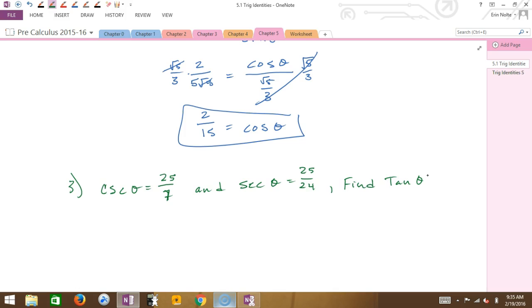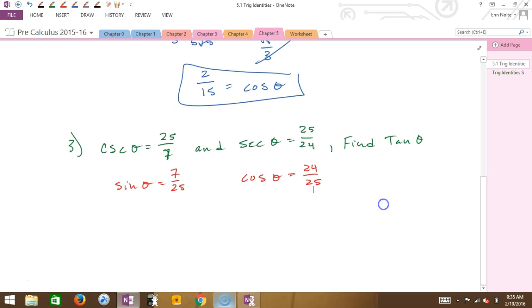We can immediately say that if we are given cosecant, what do we know? The sine is what? 7/25. Good. And if they give us a secant, we know what? The cosine is 24/25. Good.